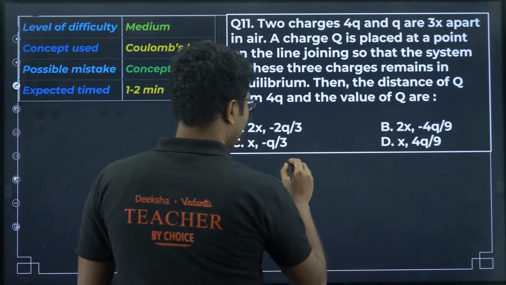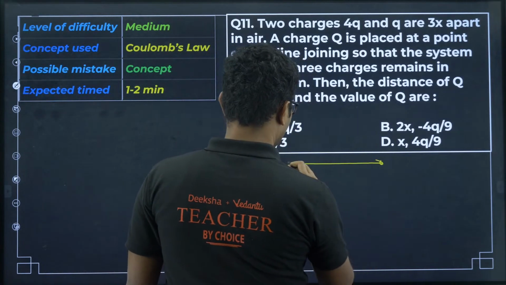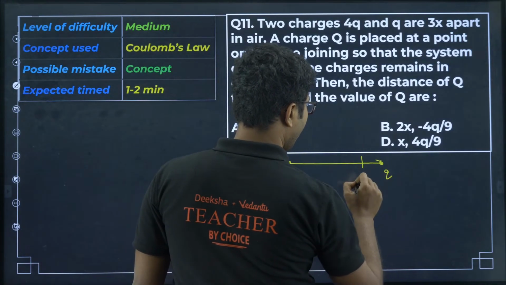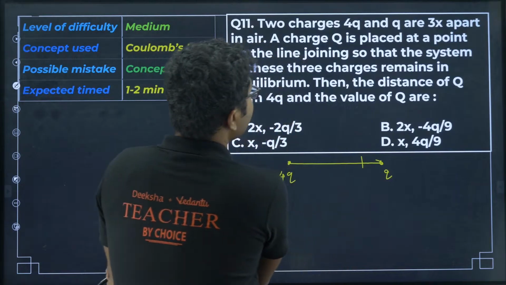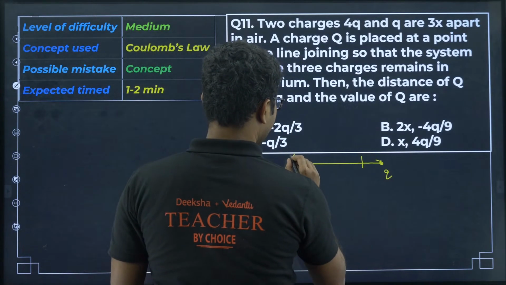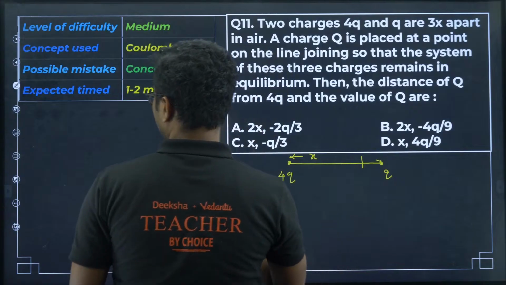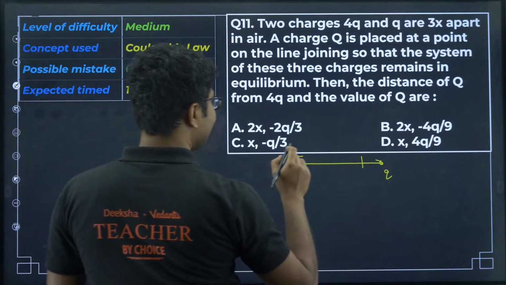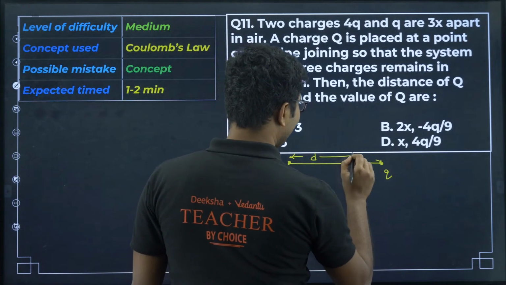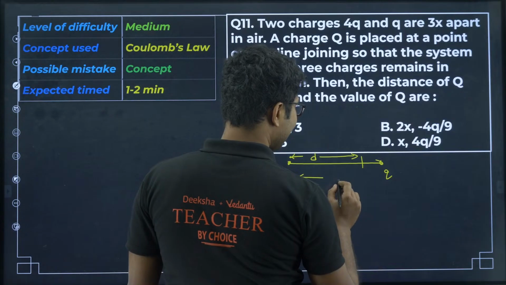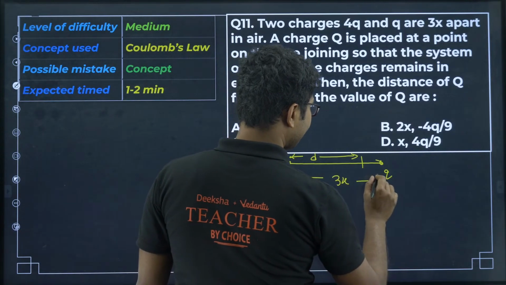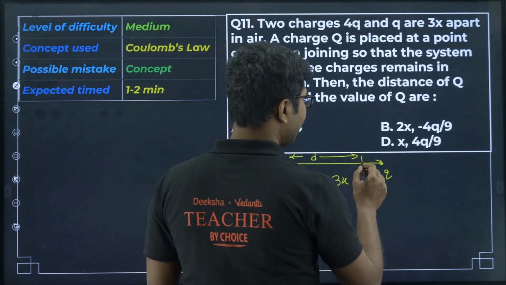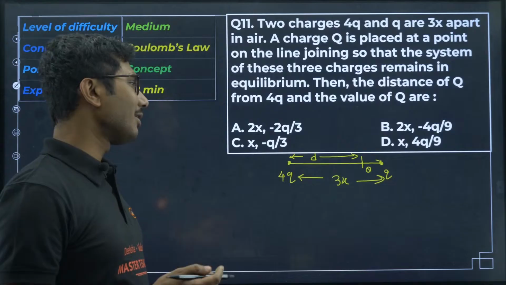Okay, so 4q, capital Q. Say the distance from the 4q is d, not x, because x is already given, so we cannot assume this is x. The total distance between the charges is 3x. So first thing first, we have to consider the equilibrium of the charge q. That will give us a lot of hint.